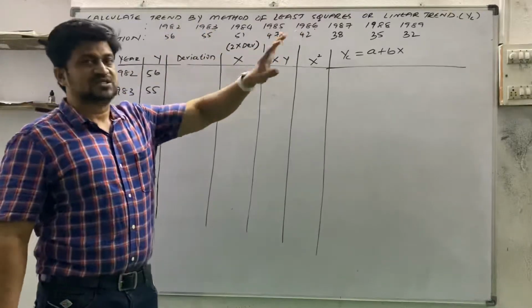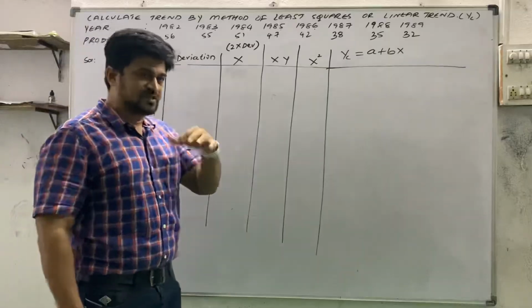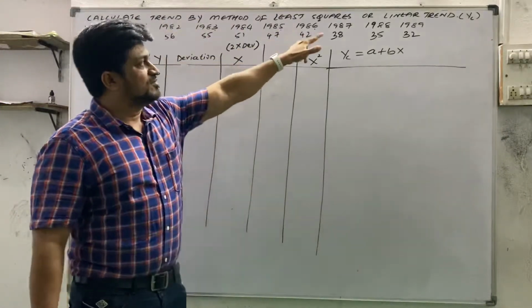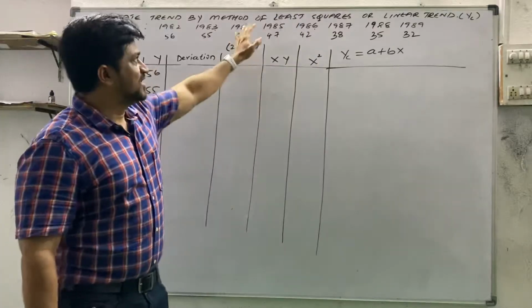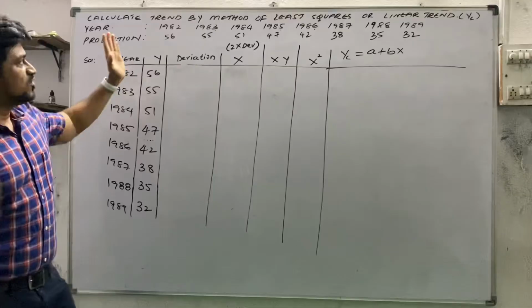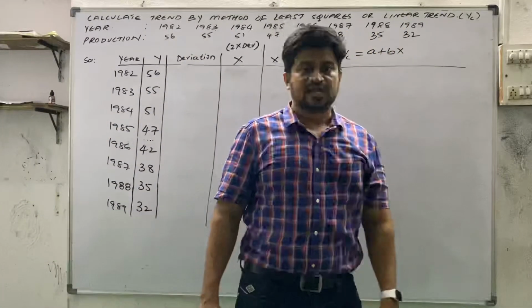Again, this least squares is classified into 3 types. One is when an odd number of years is given, as we have discussed in the earlier video. Now find the trend by the method of least squares. Year and production are given. Now count the years given to us: 1, 2, 3, 4, 5, 6, 7, 8. The number of years is 8.